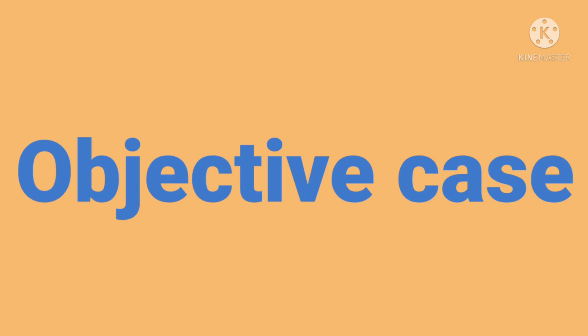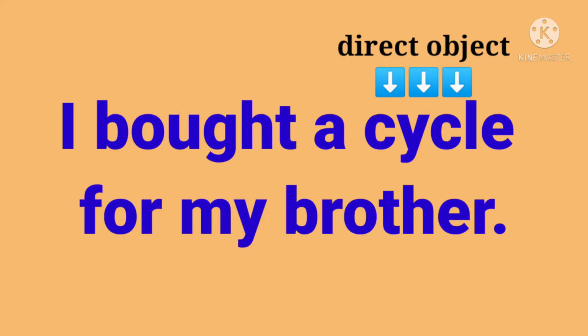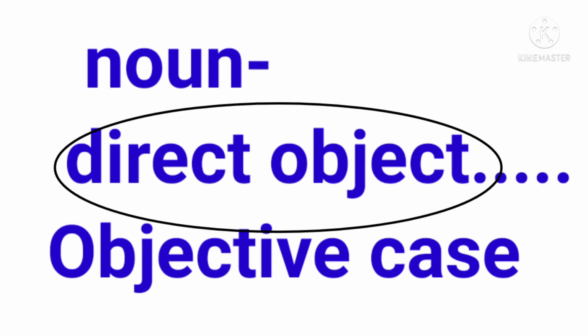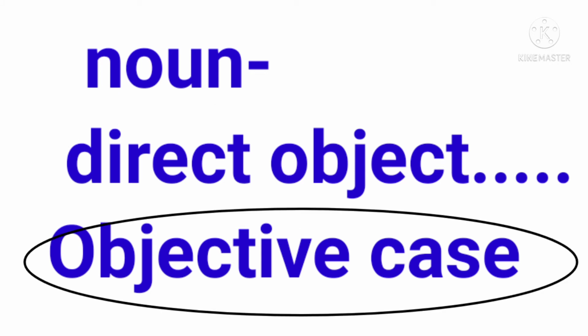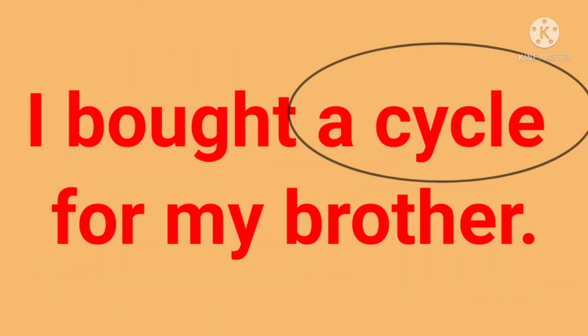Okay, next is objective case. Do you remember about direct object? Identify direct object in this sentence. I bought a cycle for my brother. What did I buy? A cycle. Which is direct object. That means when a noun plays the role of a direct object of a verb in a sentence, it is said to be in the objective case. In this example, a cycle is objective case.